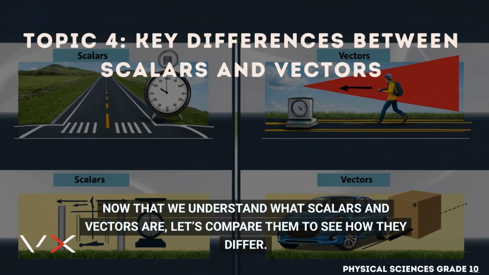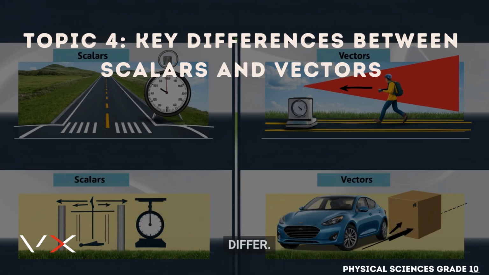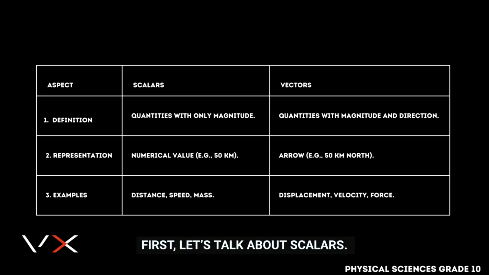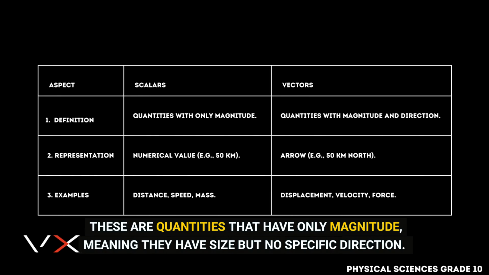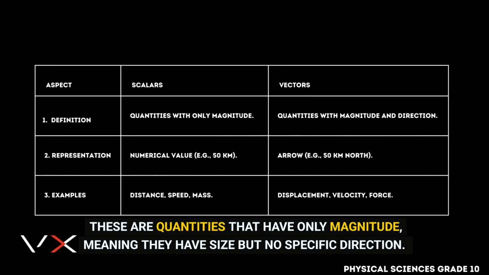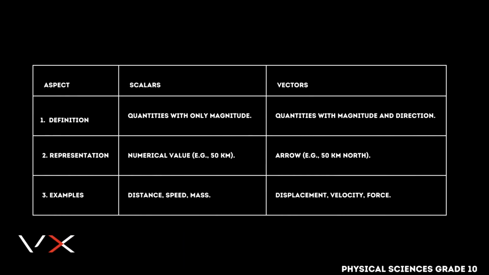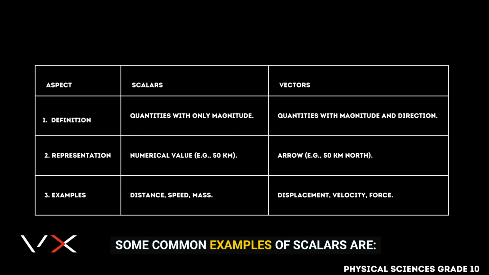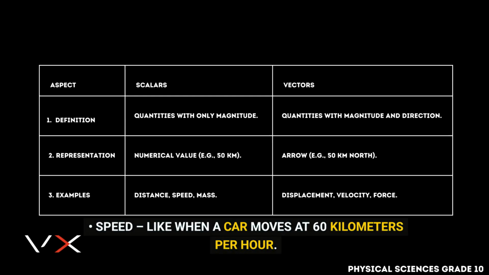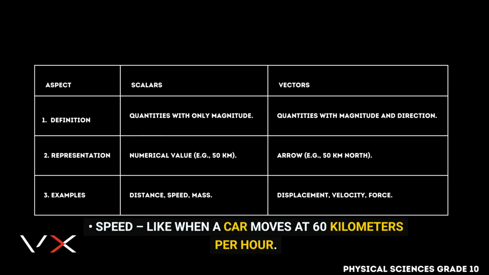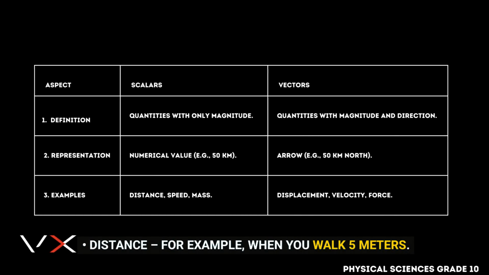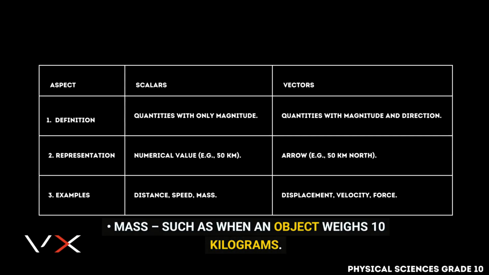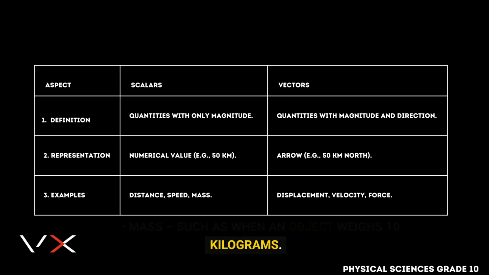Now that we understand what scalars and vectors are, let's compare them to see how they differ. First, let's talk about scalars. These are quantities that have only magnitude, meaning they have size but no specific direction. Some common examples of scalars are speed, like when a car moves at 60 kilometers per hour. Distance, for example, when you walk 5 meters. Mass, such as when an object weighs 10 kilograms.